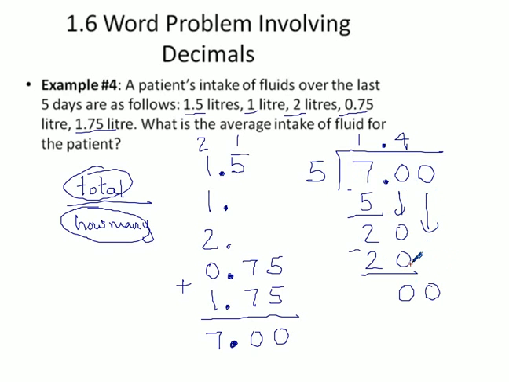Drop down another 0. Do we need to keep going? We could, but all that's going to happen is we're going to get 5 into 0 goes 0 times, drop down to 0. 5 into 0 goes 0 times. All we're going to get is an endless string of zeros anyway, so we might as well call it right here. Our answer is 1.4, and the unit is liters per day. Patient's average intake is 1.4 liters per day.